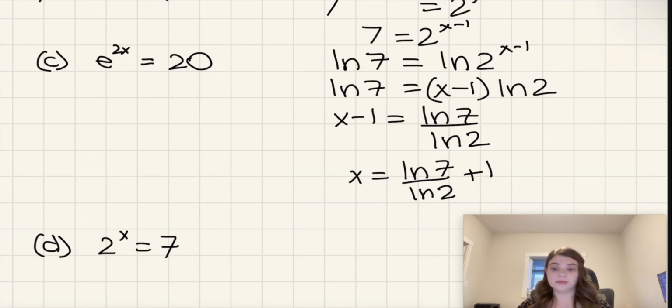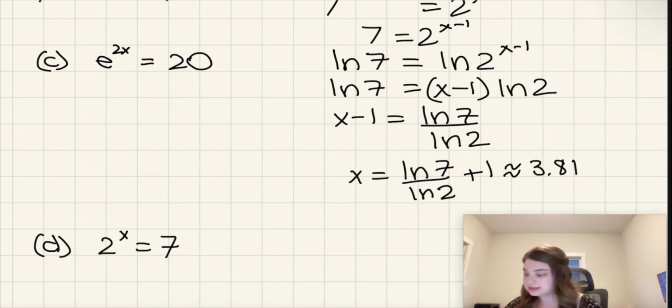If they want a decimal approximation, like let's say they wanted 2 decimal places, then we're going to grab our calculator, type in ln 7 divided by ln 2 equals, and then plus 1 equals. And then I'm getting about 3.8 when I do that. So this is approximately 3.8, or actually we said 2 decimal places, so we'll go with 3.81 since the actual value is 3.807 and then some other stuff. So the 7 does allow us to round that 0 up to a 1. And there's our answer.